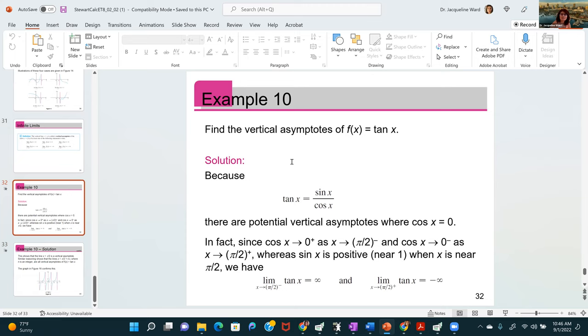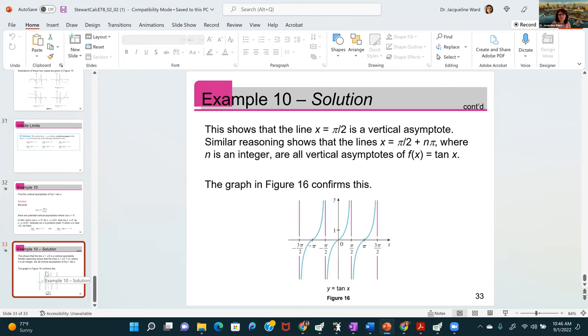Find the vertical asymptotes of the tangent function. On the next slide, it shows you the different branches of the tangent function. And these are those vertical asymptotes at pi over 2 plus or minus pi. Okay, there's a period of pi.